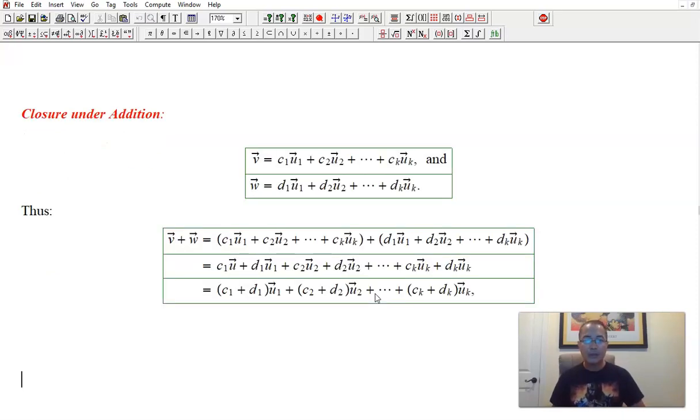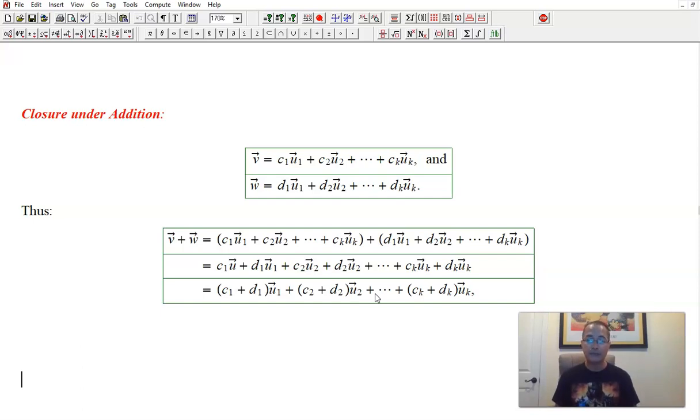So let's talk about closure under vector addition. Take two vectors from the span of the set of vectors. Let's call them V and W. So V is a linear combination C1U1 plus C2U2 up to CKUK. And similarly, W is a linear combination, but we need to use different coefficients because V and W don't have to be the same vector. So W is D1U1 plus D2U2 up to DKUK.